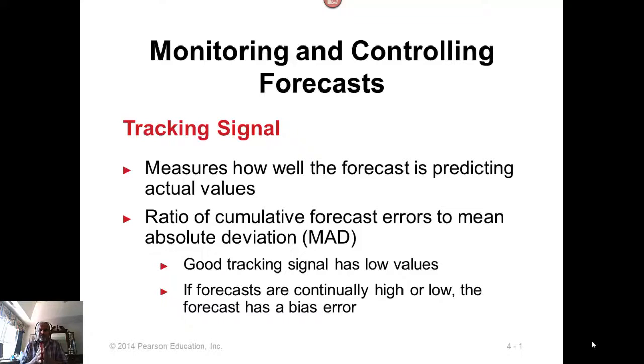So a good tracking signal will be close to 0. If it is continuing to be positive or continuing to be negative, it means there is a bias in forecasting. You're continuing to over forecast or continuing to under forecast. And also, if it goes beyond a certain limit, then that would be cause for concern and intervention.